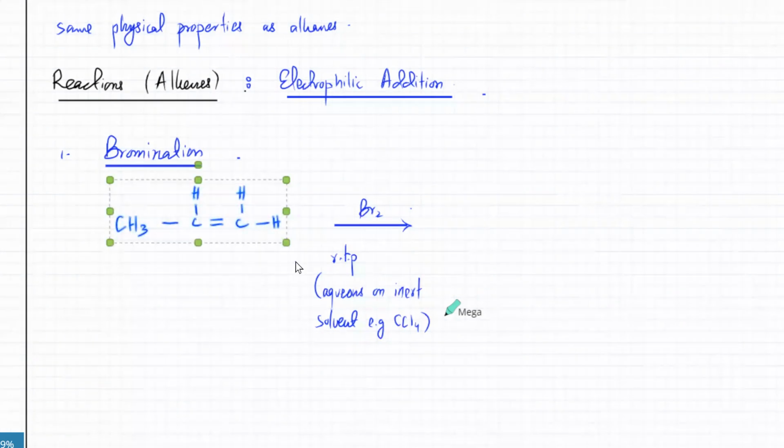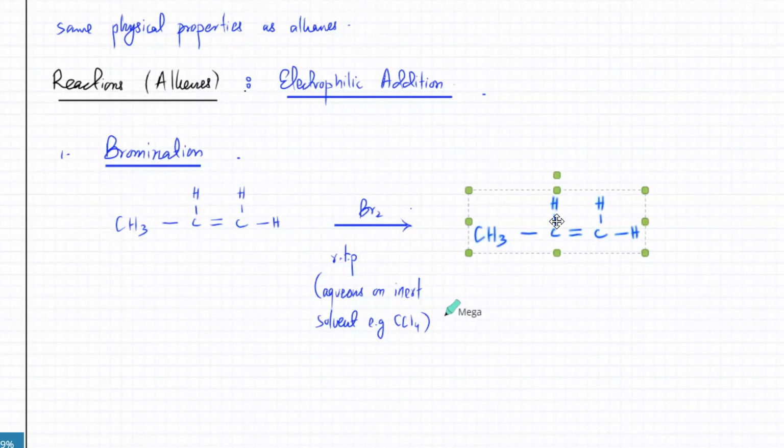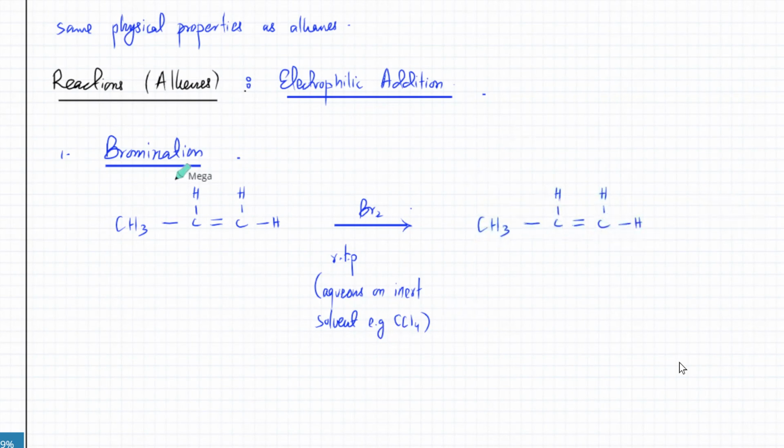So the molecule remains exactly the same. Bromines get added to the double bonds. It's the double bond part that is reactive, so everything happens onto the double bond. The double bond breaks, turns into a single bond, and two Brs get added on both carbon atoms. Is that clear? Yes, sir.